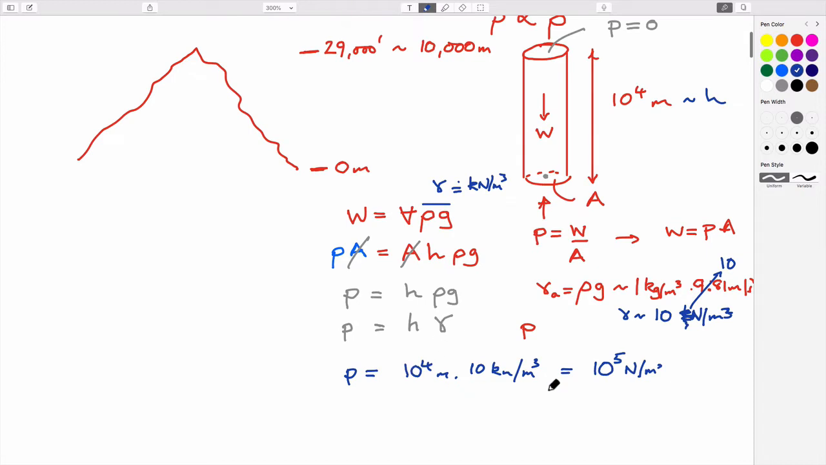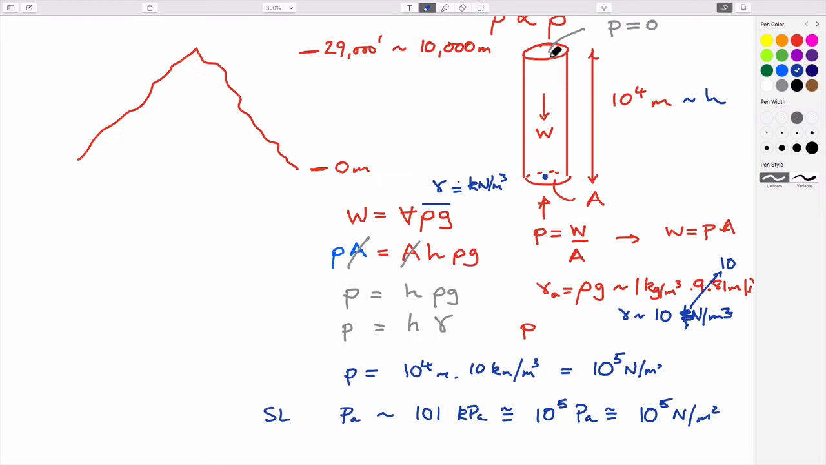So this is exactly equal to what we called absolute pressure at sea level. Pressure absolute at sea level is about 101 kilopascals, which is basically equal to 10 to the 5 pascals, roughly equal to 10 to the 5 newtons per meter squared. And that's exactly what we get from looking at a column of air which is 10 kilometers tall.